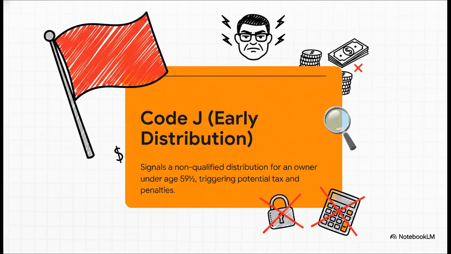Now look at Code J. This sends the complete opposite signal. This is a big red flag to the IRS. It screams, hey, this might be a non-qualified distribution from a personal Roth by an owner who is under 59 and a half. That code immediately triggers automated checks for both income tax on the earnings and that 10% penalty.